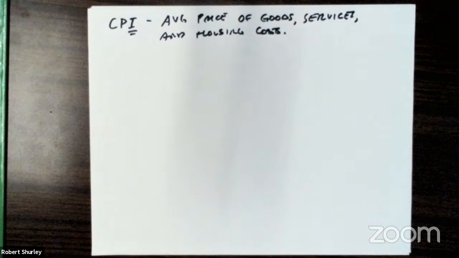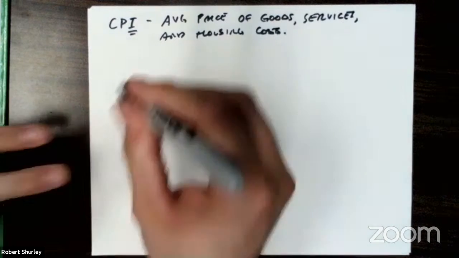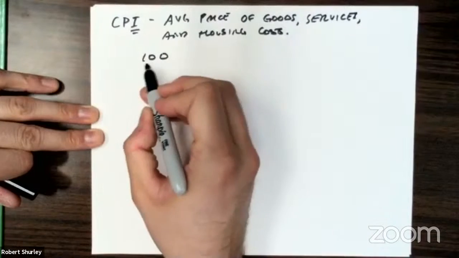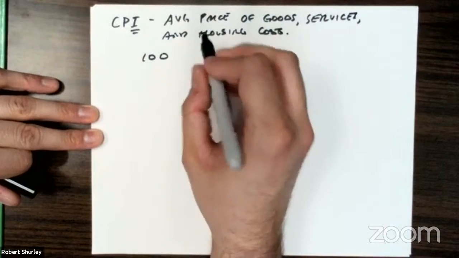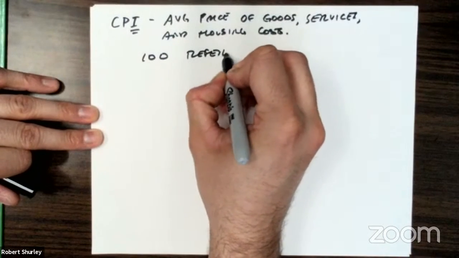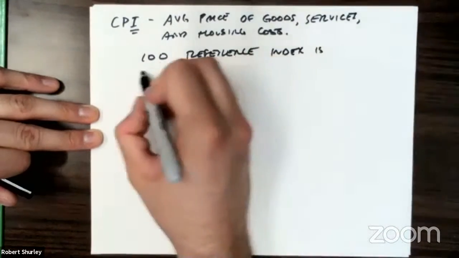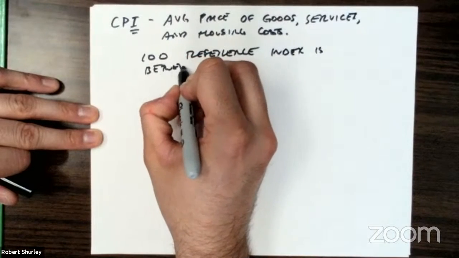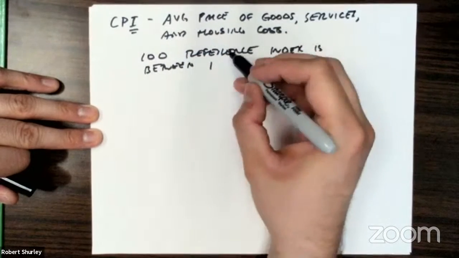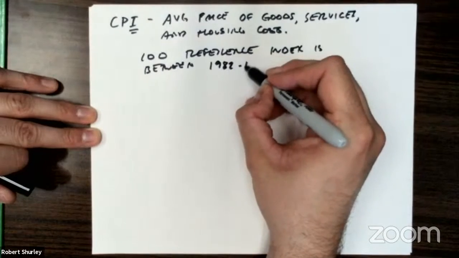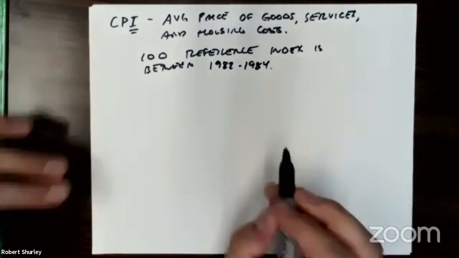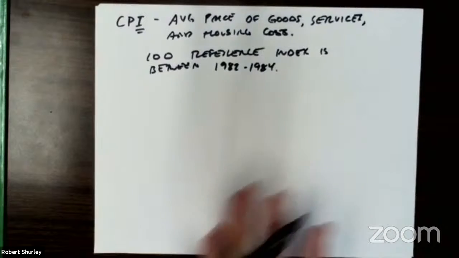Okay, so consumer price index though. So let's get back to that. Your book does a good job of showing you on page 165, and typically what they do with the consumer price index, the 100, remember 100 was important because it's the reference index. 100 reference index is between 1982 and 1984.